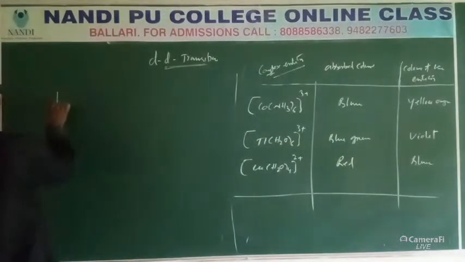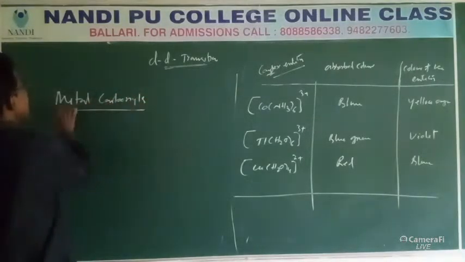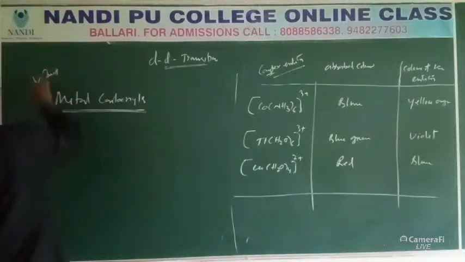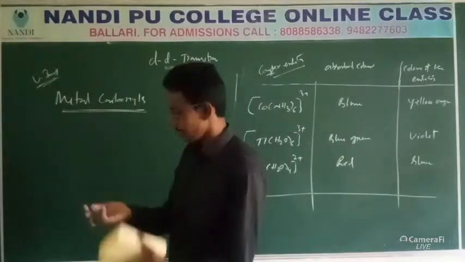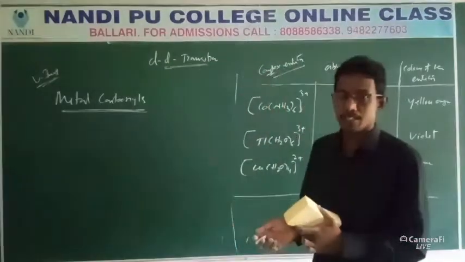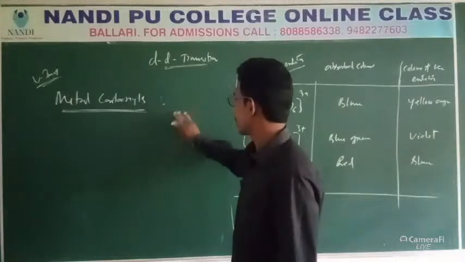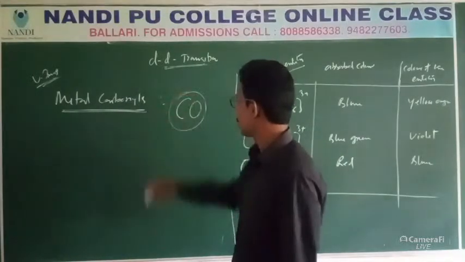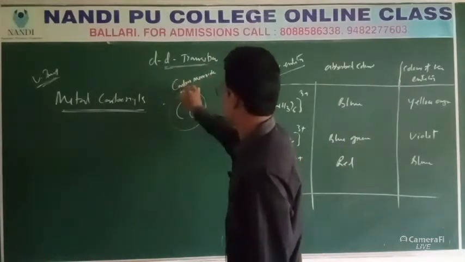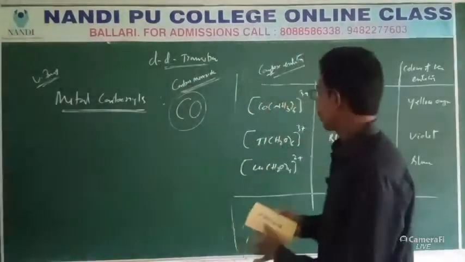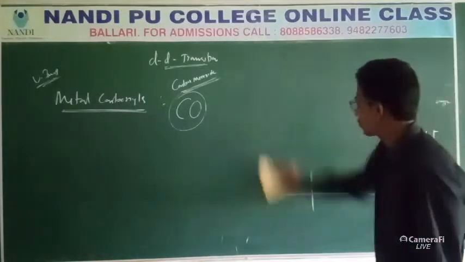Okay children, the next concept is metal carbonyls. This is a very important small concept, important for both theory and entrance exams. Note down, children, metal carbonyls. What is carbonyl? Earlier we discussed ligands. If the complex contains CO as ligand, what is CO, children? Carbon monoxide. Then the complex or compounds are known as metal carbonyls. Just write one small introduction.